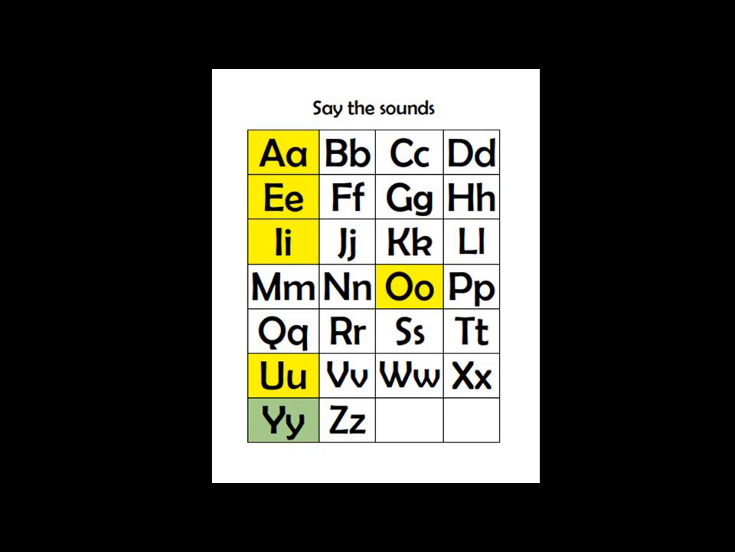B. K, s. Remember, C has two sounds: K as in cat, s as in city. D. E, e, e, e. F. G has two sounds: ga, ja. H.